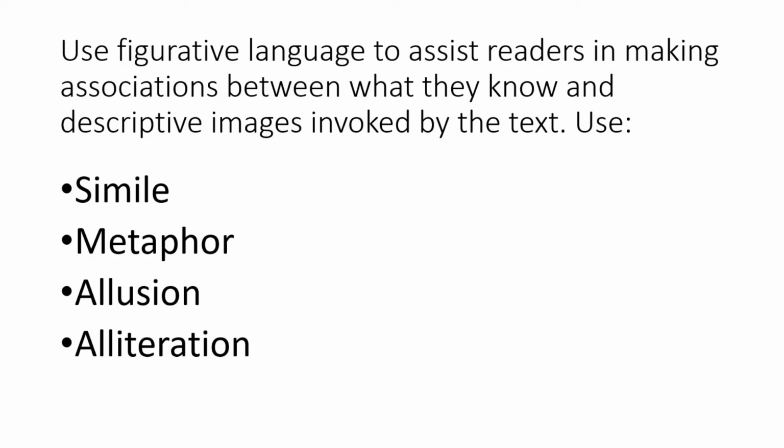Now, besides imagery, there are other kinds of figurative language that can be used to help readers make associations between what they know and the descriptive images invoked by the text. In other words, help your reader connect to your text. These other types of figurative language, which you may already be familiar with, are simile, metaphor, allusion, and alliteration. Adding these to your writing will make it more descriptive. Let's look at some examples.